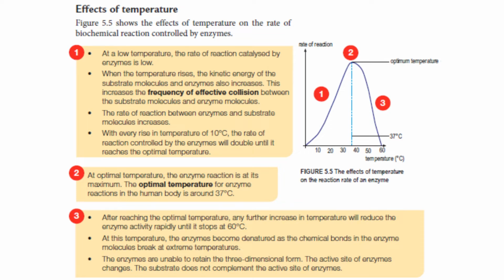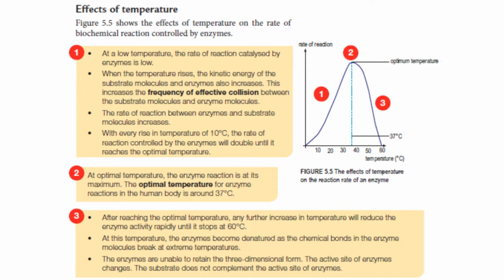After that, when the temperature rises, the kinetic energy of the substrate and enzyme also increases. How does this work? It works when the frequency of effective collisions between the substrate molecules and enzyme molecules increases. So when this happens, the rate of reaction between enzyme and substrate increases. You must know that for every increase of 10 degrees Celsius, the rate of reaction controlled by the enzyme will double until it reaches the optimal temperature. So that is for the first phase.